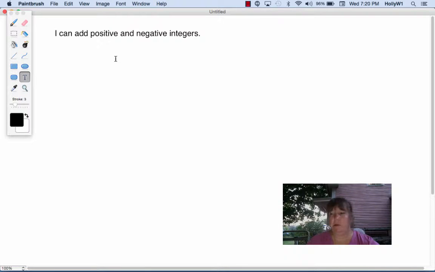I wanted to welcome you to our lesson for section 1.2 on adding positive and negative integers. So our objective is: I can add positive and negative integers.